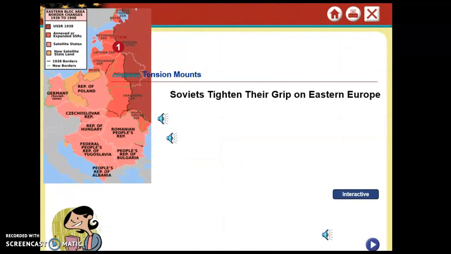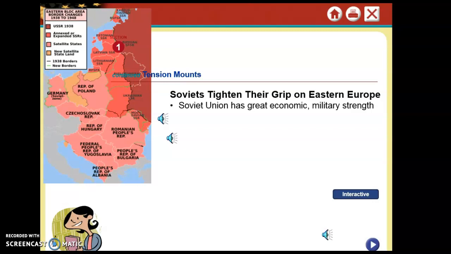Okay, when we left off, we were talking about Stalin refusing to allow free elections in Poland and becoming convinced that the United States and the Soviet Union were at odds with one another and they could not compromise. We talked about bargaining at Potsdam, and today we're going to talk about the Soviets tightening their grip on Eastern Europe.